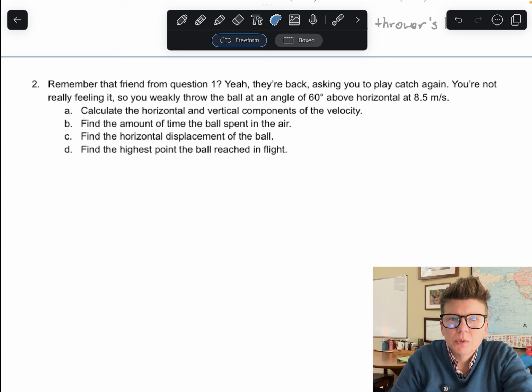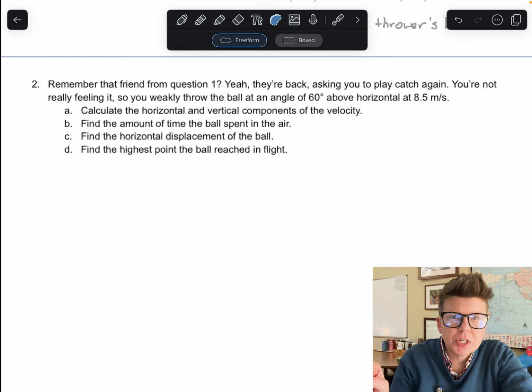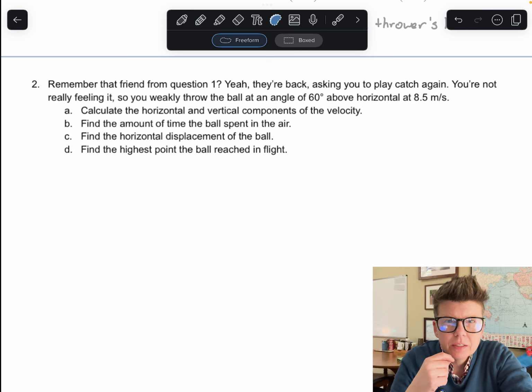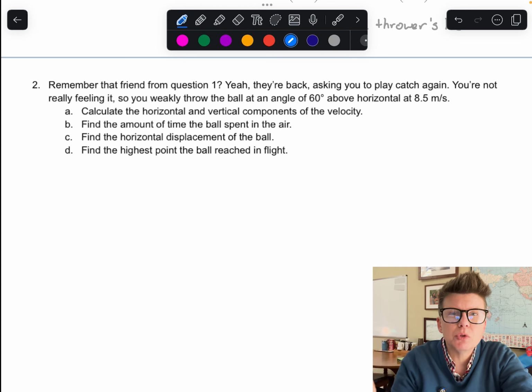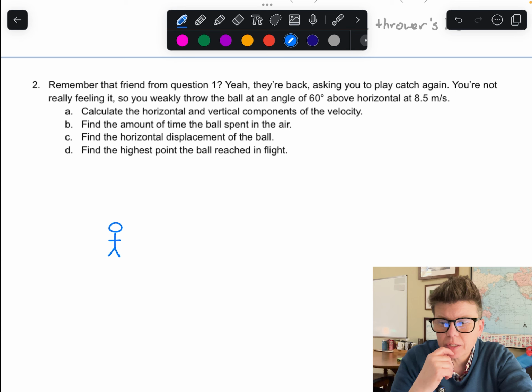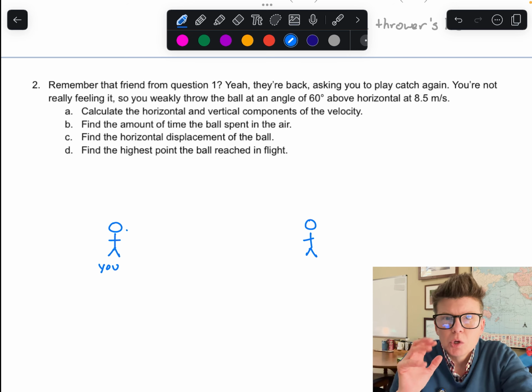Okay, so this is question 2 from problem set 2 about projectile motion. The problem says, remember that friend from question 1? Yeah, they're back. They're asking you to play catch again, but you're not really into it. So you go out there and you weakly throw the ball at an angle of 60 degrees above horizontal at a measly 8.5 meters per second. Calculate the horizontal and vertical components of the velocity.